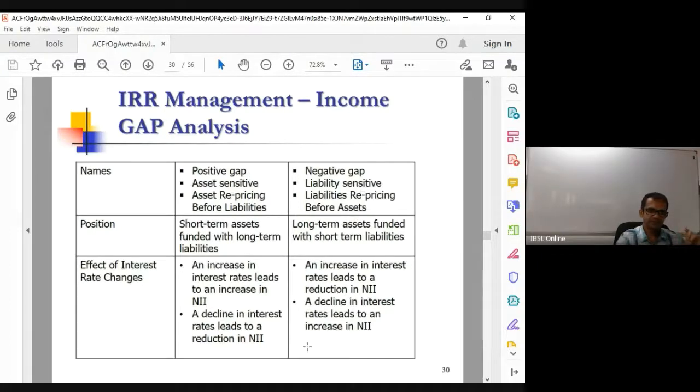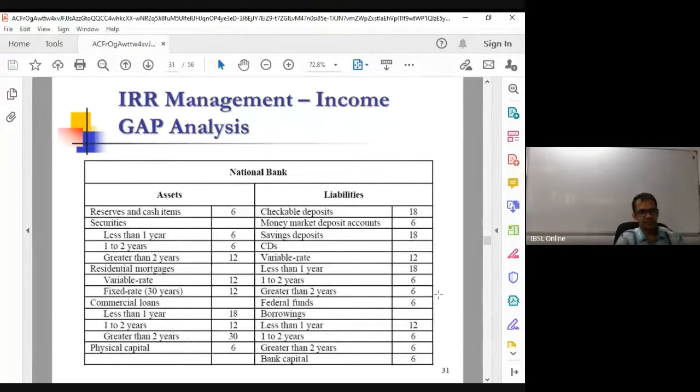So you should have a proper idea of what is a positive gap, what is a negative gap, what is the position that you have when you have a positive gap, and what is the impact of interest rate change when the interest rate is increasing and when the interest rate is decreasing, when we have a positive gap or a negative gap.